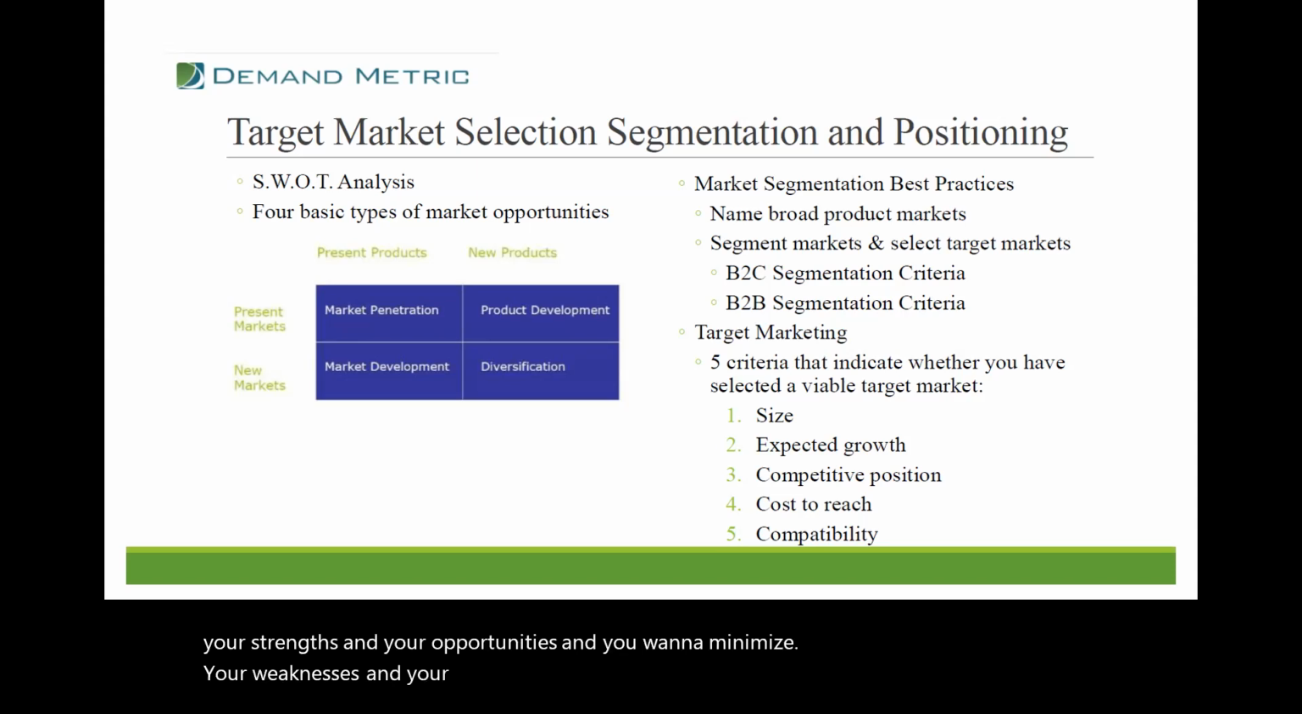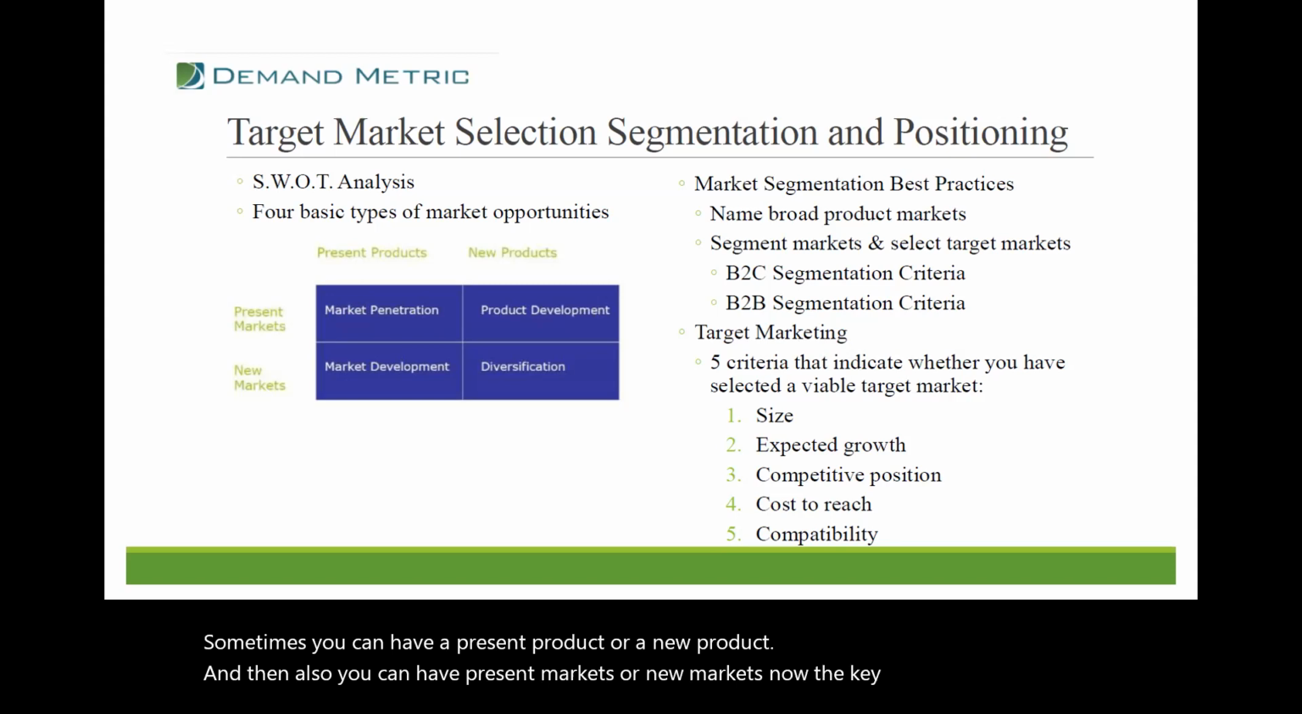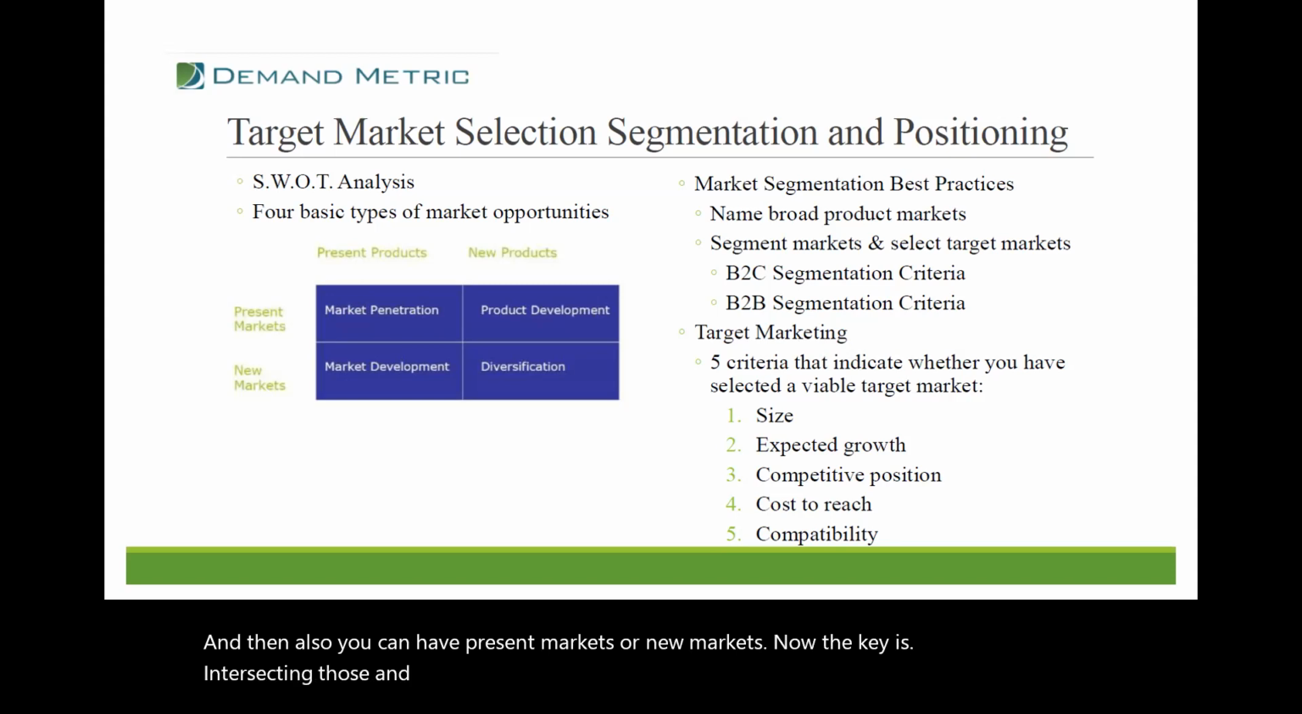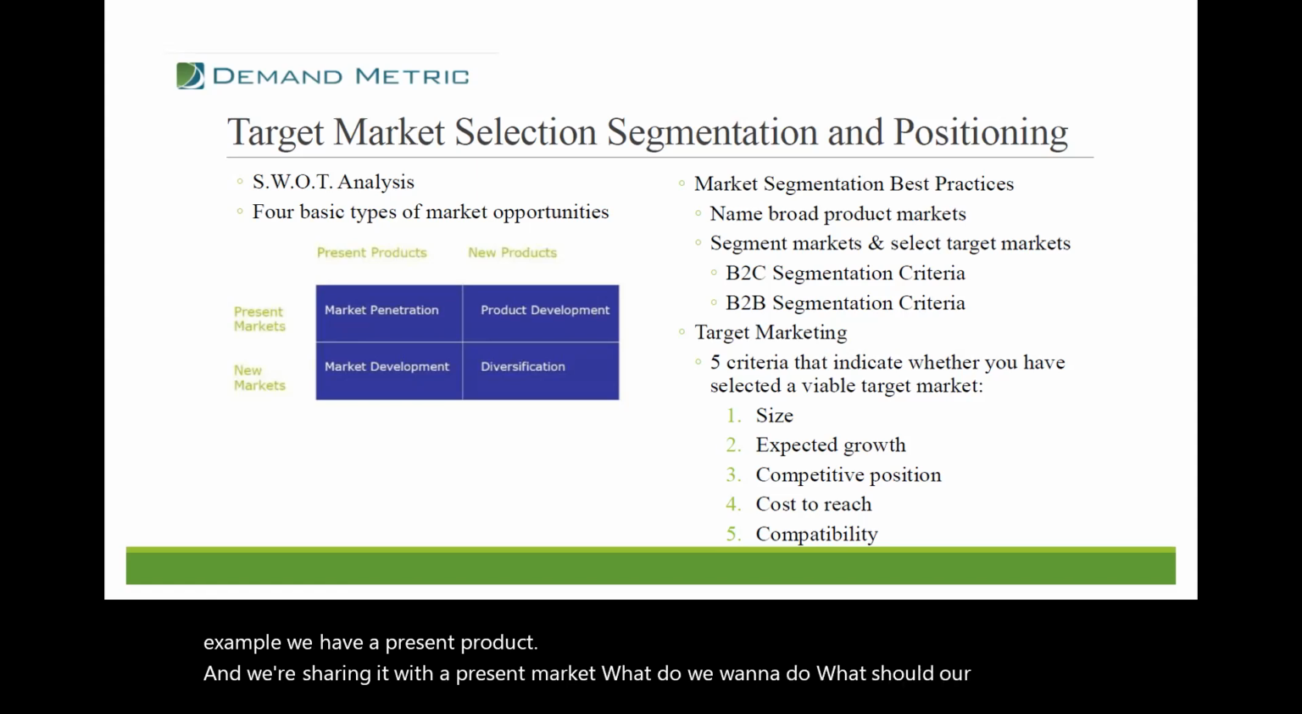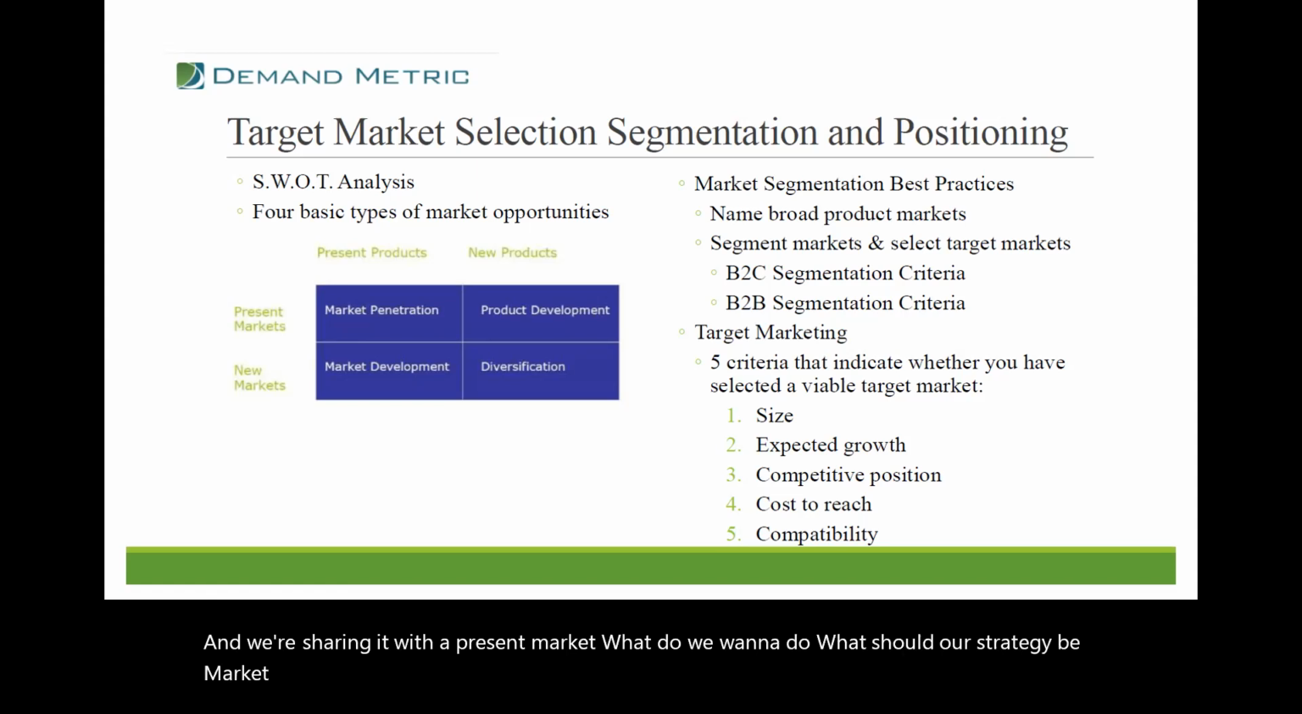In this article, they divide target markets into 4 quadrants. Sometimes you can have a present product or a new product. And then also you can have present markets or new markets. Now the key is intersecting those and what type of market segmentation or positioning should we take. For example, we have a present product and we're sharing it with a present market. What do we want to do? What should our strategy be? Market penetration.